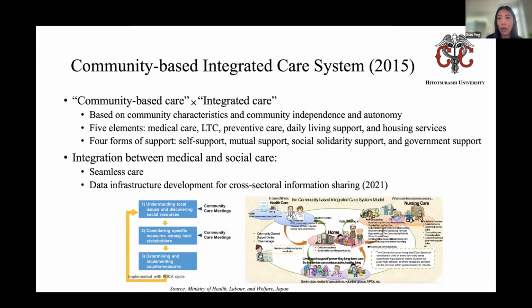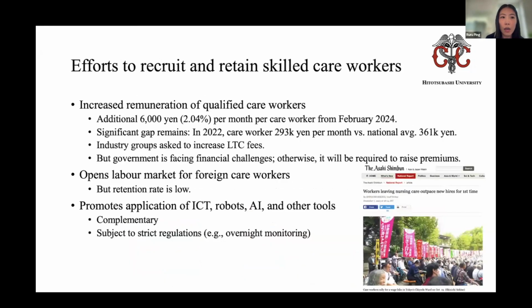In 2021, the Cabinet Office enacted an amendment to the Long-Term Care Insurance Act, committing to developing data infrastructure to be able to share data and information between the medical care system and the social care system. In these years, like France, Japan also puts tremendous effort into recruiting and retaining qualified care workers. Just at the end of last year, the Cabinet Office approved a special budget to give every care worker an additional 6,000 yen, effective from this month, to prevent further dropout of qualified care workers from this industry.